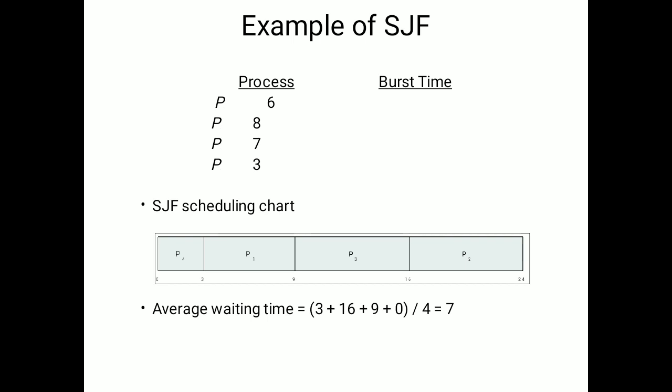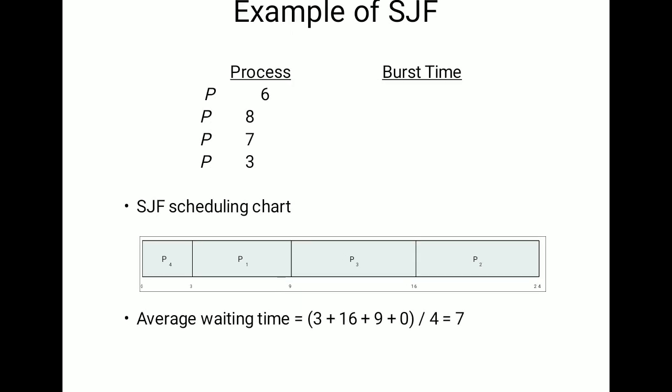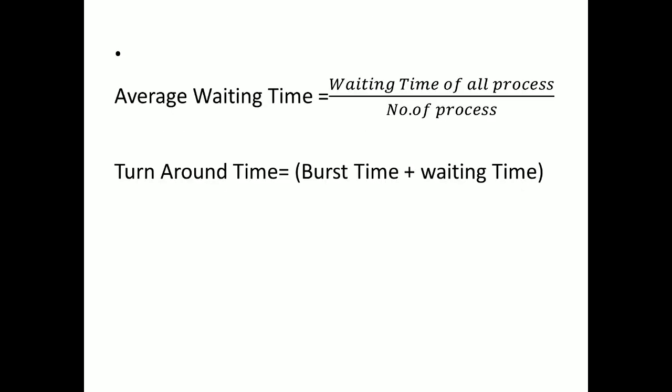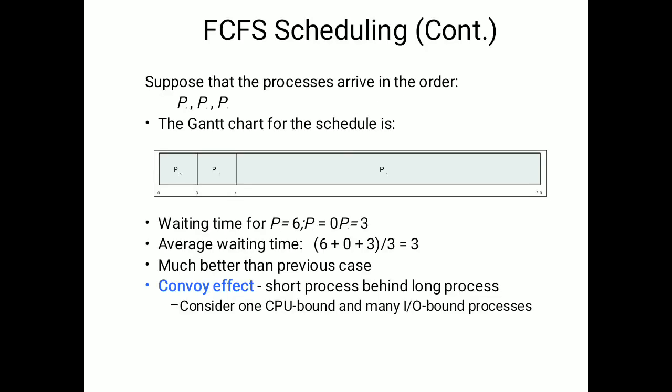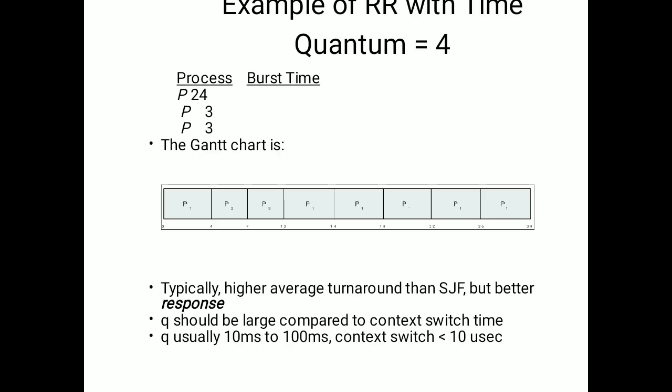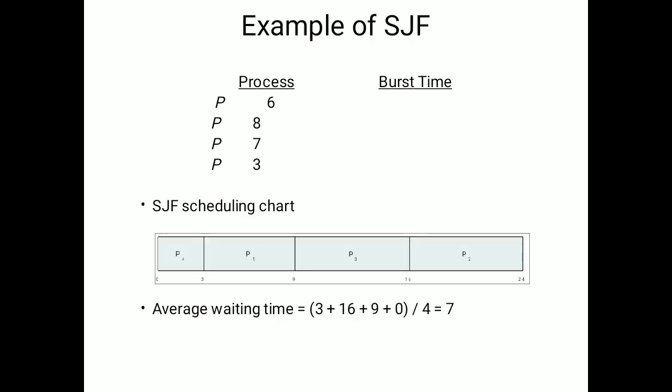So this is how you can solve your problem. The formula for average waiting time is this, and turnaround time is equal to burst time plus waiting time. So similarly you can calculate the turnaround time for SJF also. This is a very simple problem and a very simple question. You can solve this question within a very short period of time in the examination also. So that's all about shortest job first.